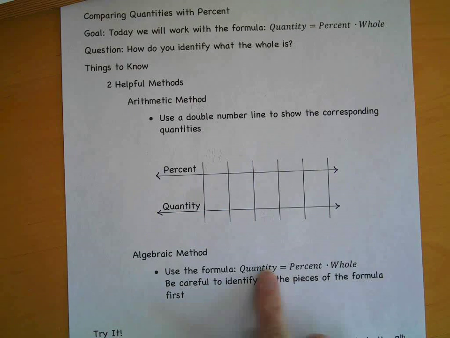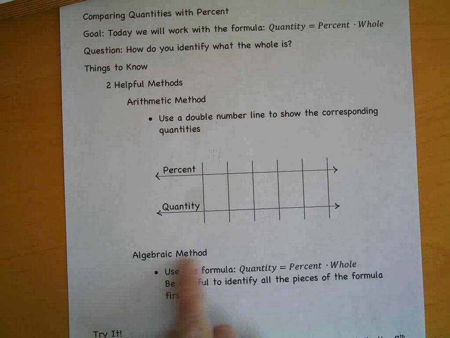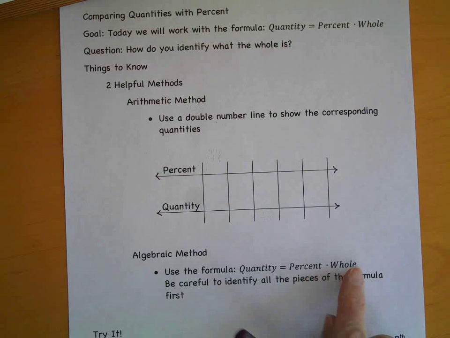The algebraic method is where you plug in the values you're given when you identify them as the quantity, the percent, or the whole. The most important thing to remember about the algebraic method is to use the formula quantity equals percent times whole. Be careful to identify all of the pieces of the formula first.